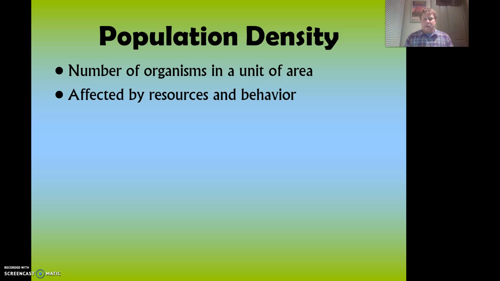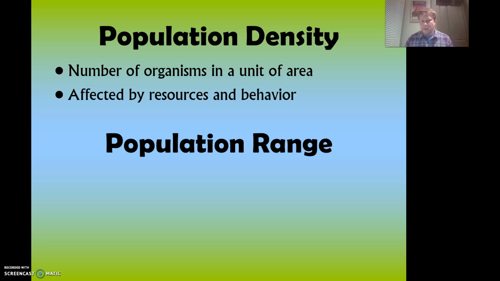And then behavior also. So maybe deer might change their behavior from summer to winter months to avoid being eaten by predators. The population density, again, is how packed together they are in a given area.